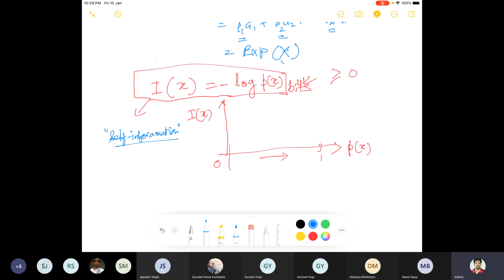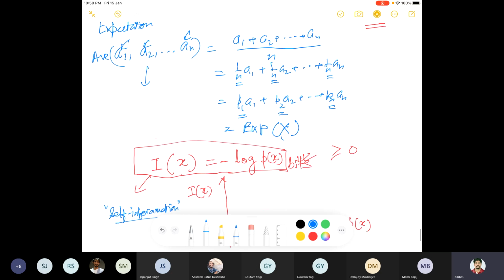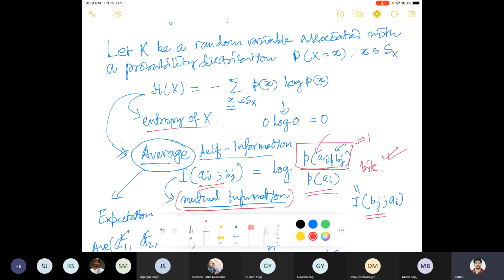So that means I have to take an expected value of this quantity I(x), and this is how the entropy is defined. See, this is the expected value of log p(x). Okay, so this can be said as the entropy of x is how much uncertainty is involved about any outcome. Okay, so that's why we are saying it is an average self-information.